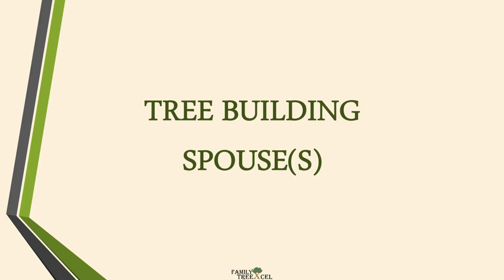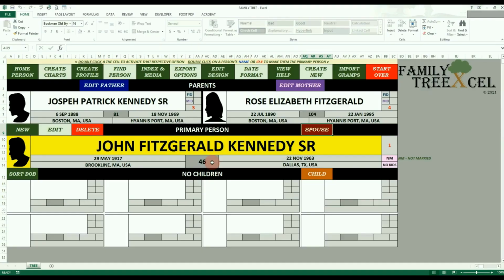In Family TreeXcel, spouse is used to describe someone the primary person was married to, had a child with, or anyone else deemed a romantic partner. Same-sex spouses are allowed, however the charts will always refer to paternal and maternal sides. You will have to manually adjust charts to say otherwise.